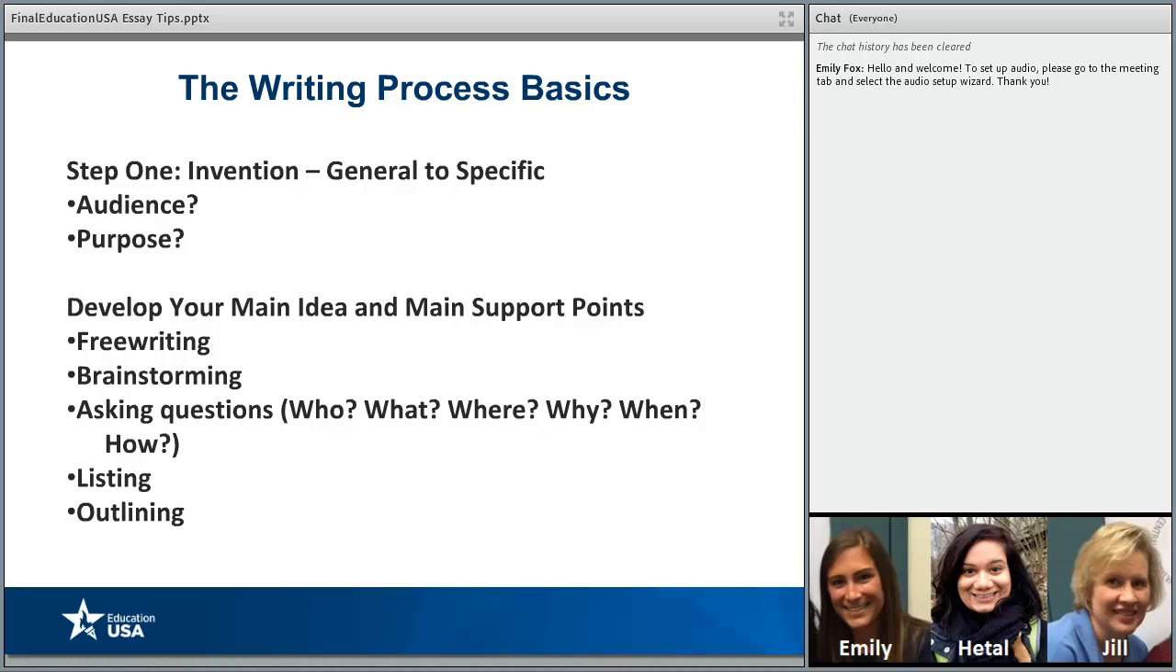The last two, listing and outlining, are really meant to be for later on. So once you've developed your ideas, now how am I going to organize them? So listing and outlining are really about organizing your ideas. And even that you want to do before you start writing. So hopefully by the end of step one, you have all of your ideas and you know what order you're going to present them in.